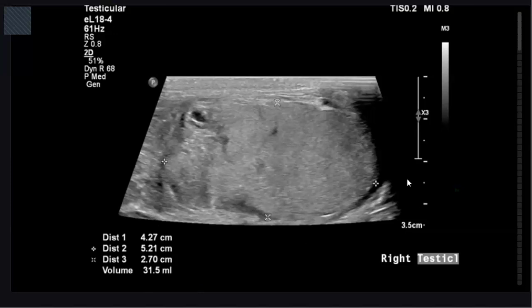Okay. The management, as you told, will depend on if the testis is salvageable. Okay, they can suture the tunica and preserve the testis. If it is necrotic and heterogeneous and not appearing well during the operation, they can do orchiectomy.